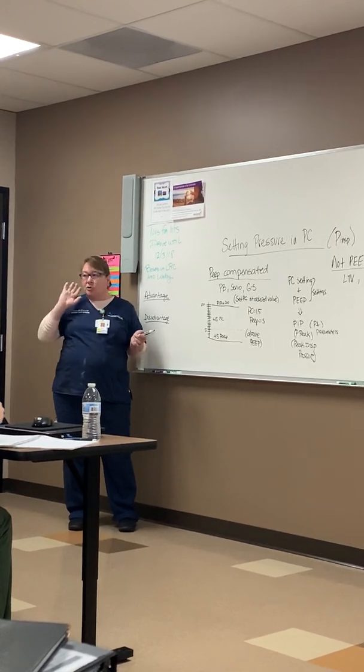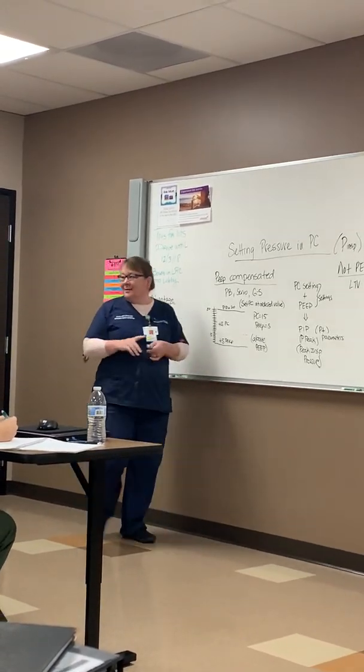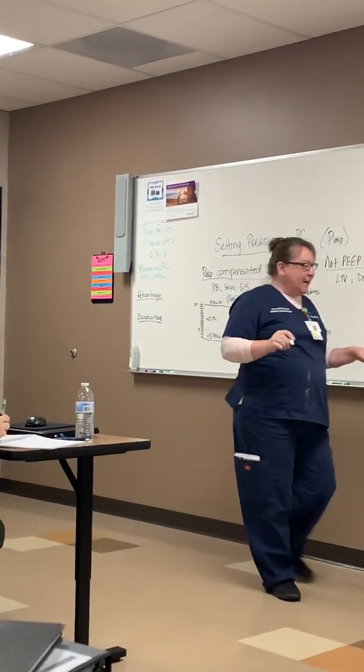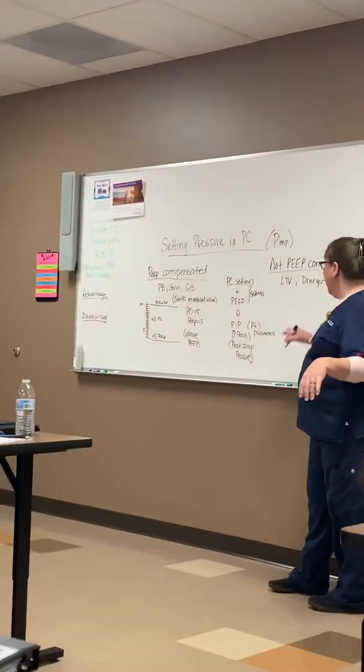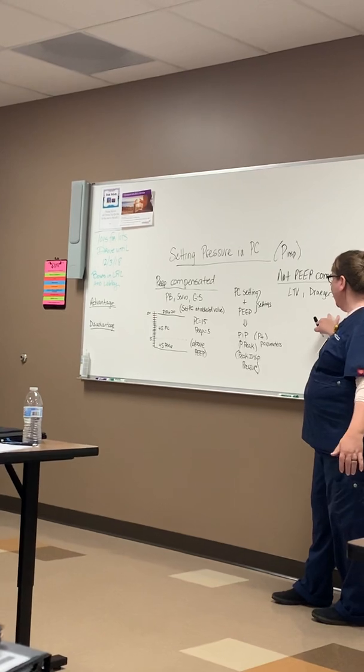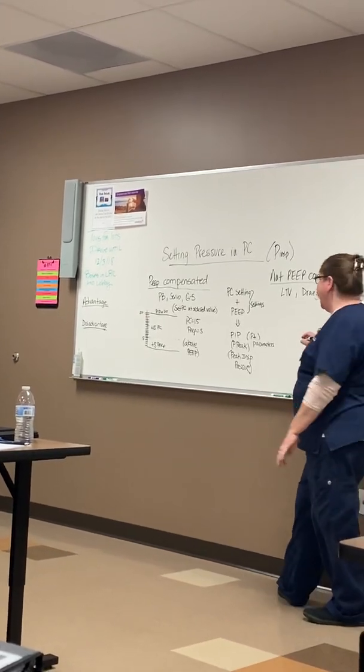There's a formula, but you don't need to know it. So we're not going to put it in our brain. Just start at 15 to 20 and adjust. Okay, let's talk about our friends, the Draeger and the LTV.